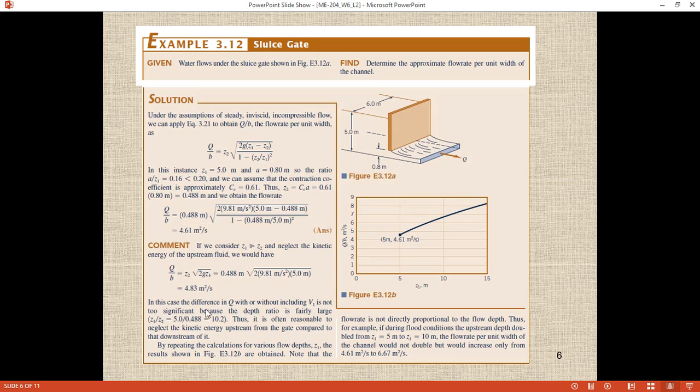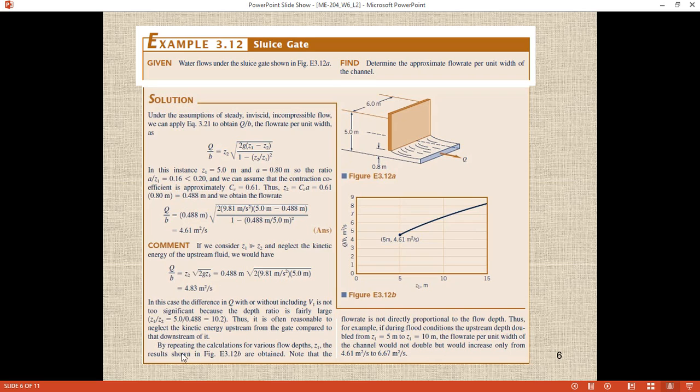In this case the difference in Q with or without including V1 is not too significant, because the depth ratio is fairly large. Here we are not counting the kinetic energy because we are neglecting V1, so this part is increasing, but the increase is not that much. So here we neglect the kinetic energy upstream of the gate compared to the downstream of it.